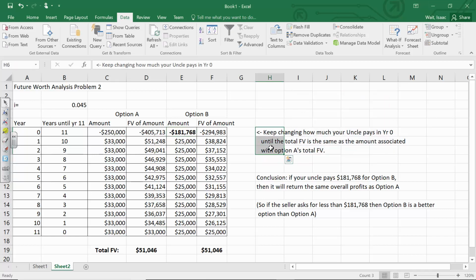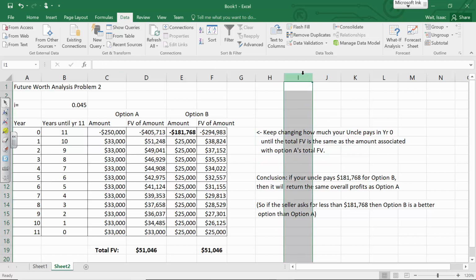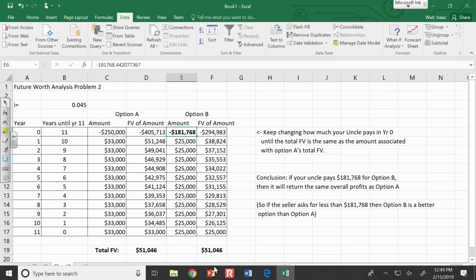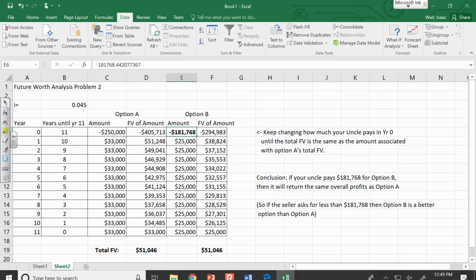Now the interpretation is here. This is, number one, we're summarizing the method we used in order to find the answer. Then a conclusion. Just the number by itself isn't adequate. You have to make it really clear. If your uncle pays this much, then the two options are equal. So therefore, if the seller asks less than this amount, then option B is preferred, because then that would give you more profits than option A would.